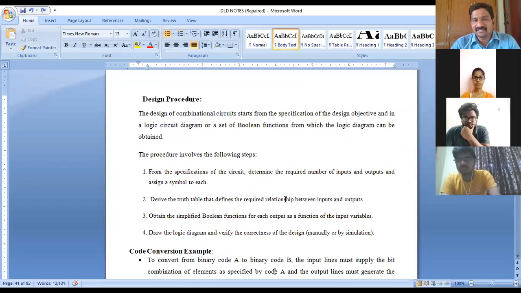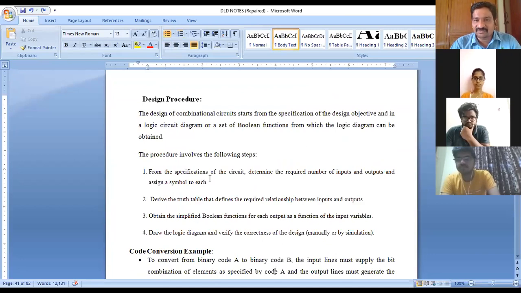That is how we design the combinational circuit. Certain steps are needed for designing a combinational circuit. There are 4 steps. Clearly understand the 4 steps, and we can design any combinational circuit.